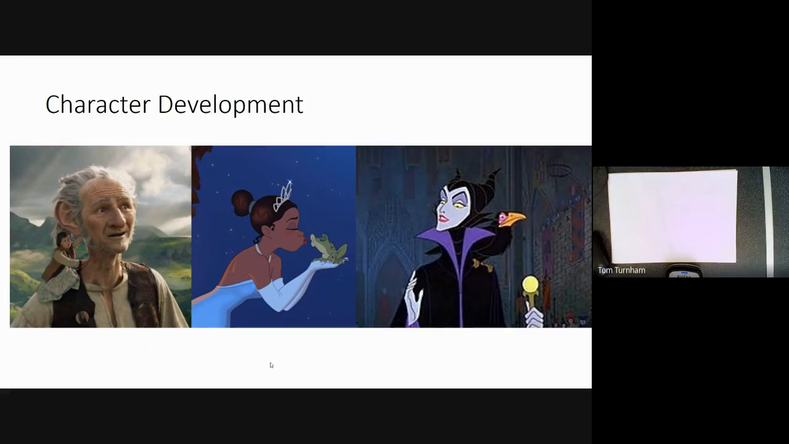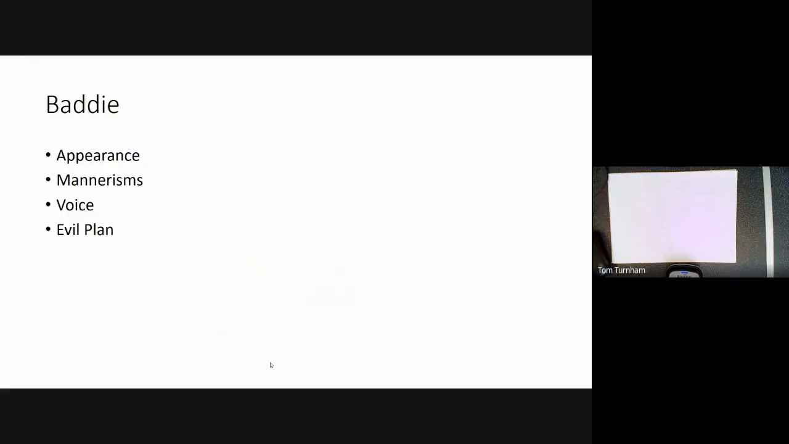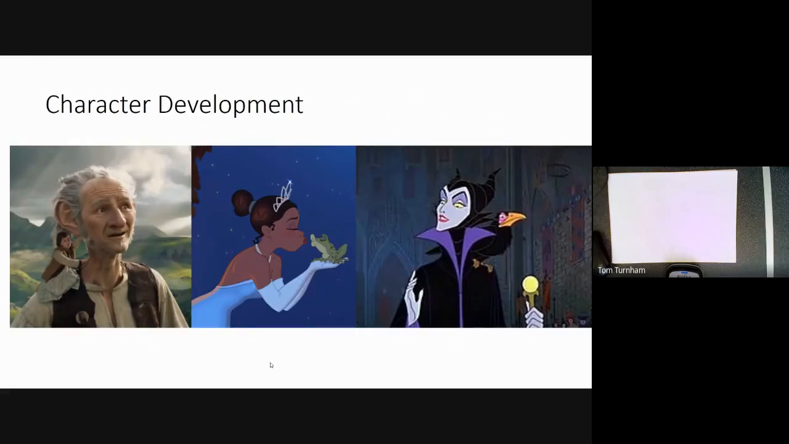But there are also clues in the way our characters move, the way they talk. All of those things tell us a little bit about our character. So when we look at our characters, we're going to be thinking about lots of different things.